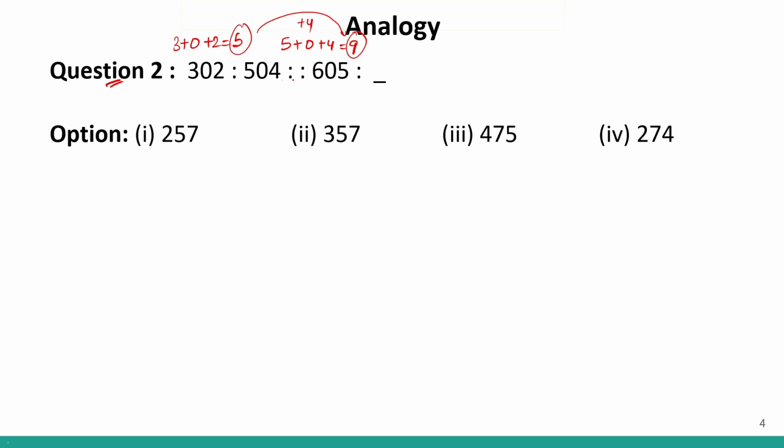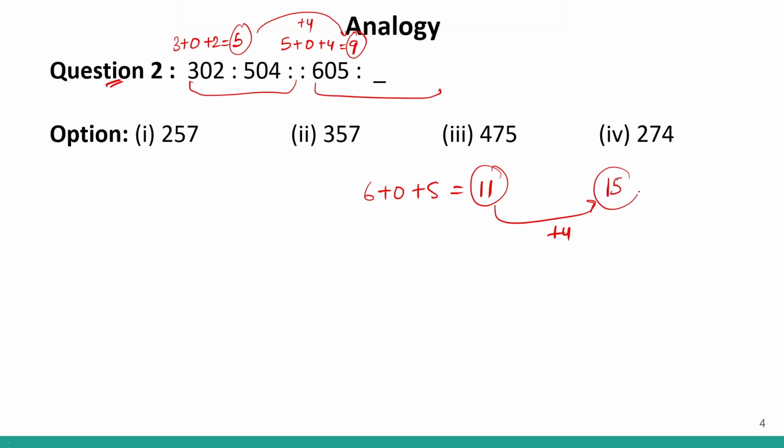So let us do the same thing for the next pair. Okay. So 6 plus 0 plus 5 will give me how much? 11. Now I have to look at a number whose sum of digits is addition of 4 in 11, that is 15. So I have to look at a number whose sum of digits is 15. Correct?